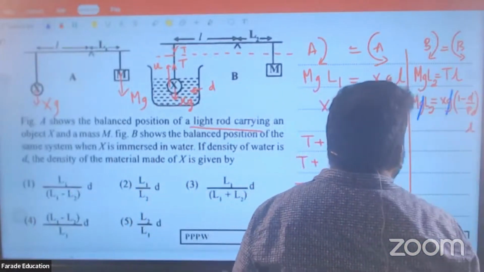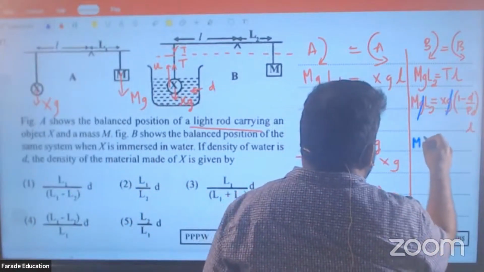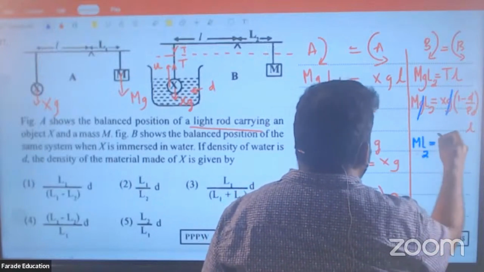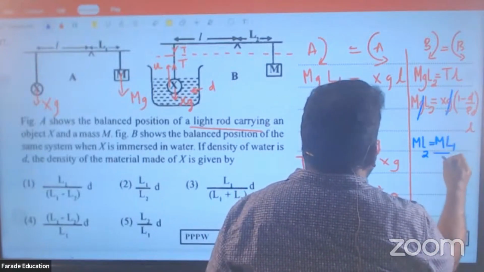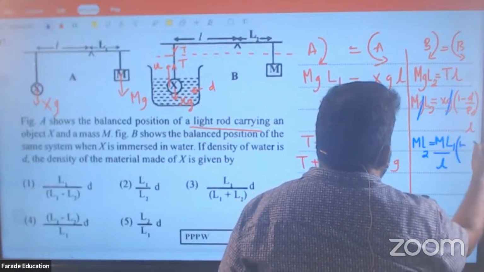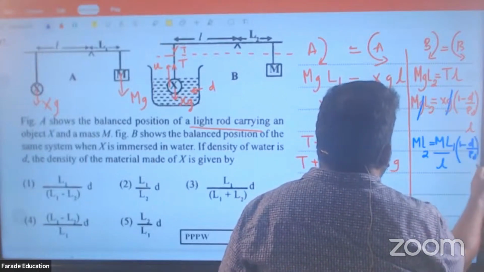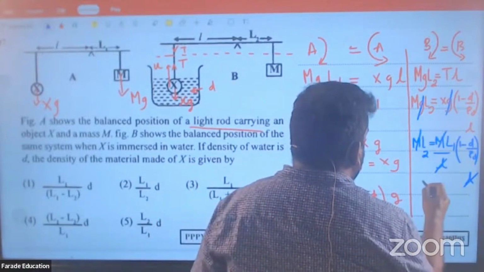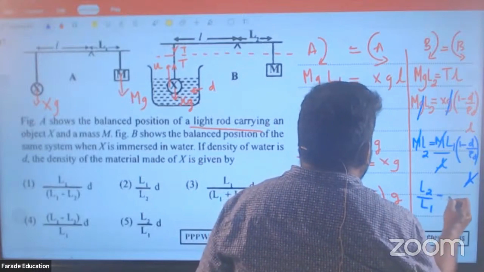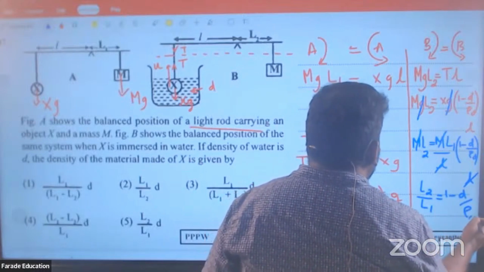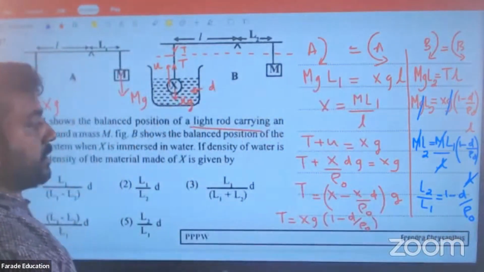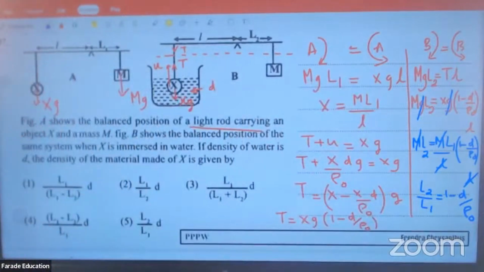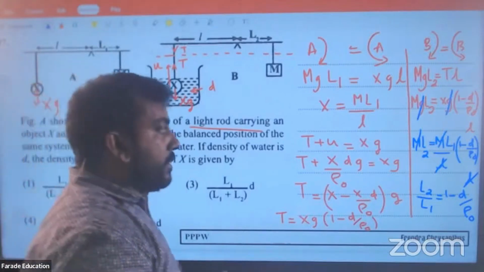g cancels off. M times L2 equals what is X? M times L1 over simple L, times 1 minus d over rho naught, times simple L. Simple L cancels off, M cancels off. L2 over L1 is 1 minus d over rho naught, the density of the object. You need to find the density of the object. That's the basic requirement.